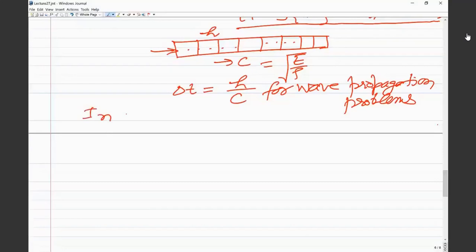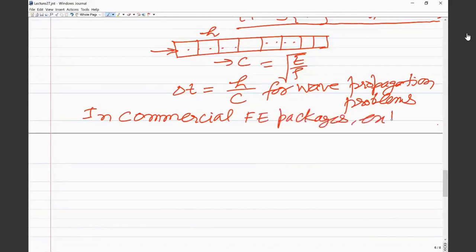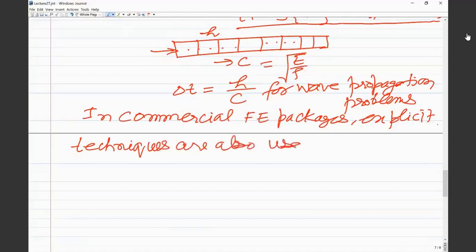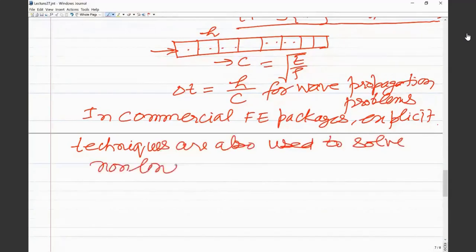So that is in commercial packages, or you can even write your own code. So in commercial FE packages, explicit techniques are also used to solve nonlinear statics problems.